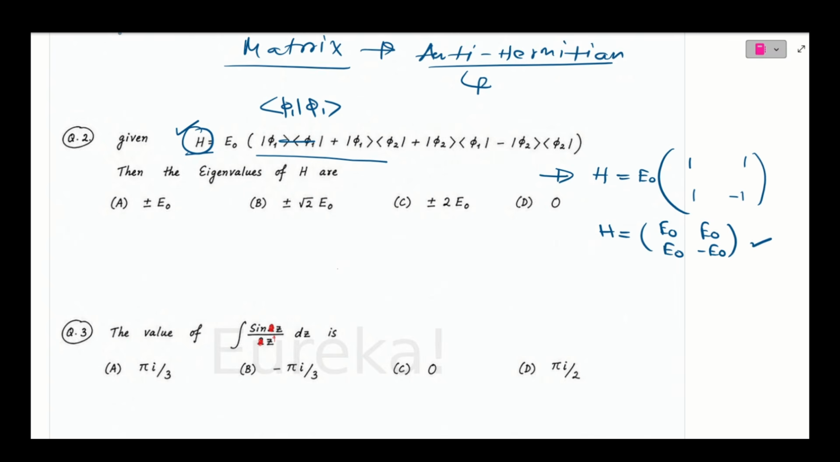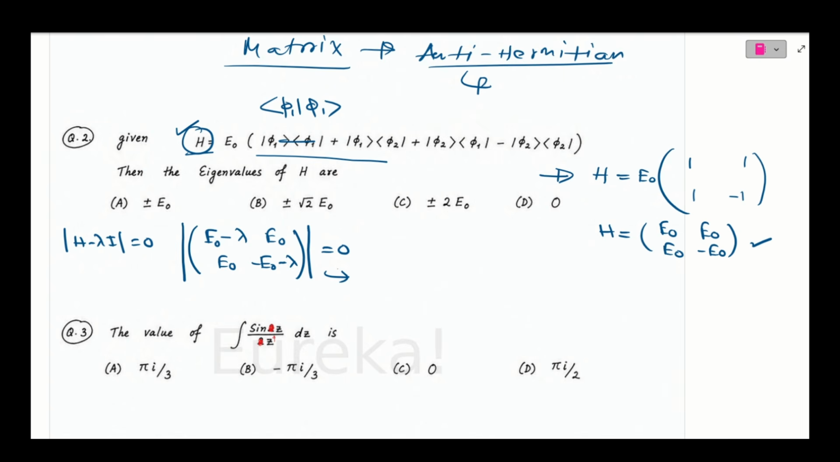The general way we find the eigenvalues of any matrix is that the determinant of H minus lambda I must be 0, so the lambdas are the eigenvalues of the corresponding matrix. So what will be the exact form here? That will be E naught minus lambda, again E naught here, E naught, and here it will be minus E naught minus lambda. So we have to find the determinant of that whole matrix, equal to 0. Okay, this is called the characteristic equation.